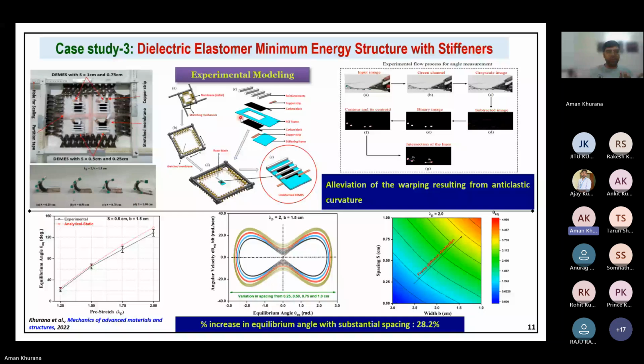In the general experimental setup, we have the pre-stretch mechanism. After pre-stretching that mechanism, we put in all this stuff like the compliant frame, stiffener, carbon grease, copper tape, etc. So we obtained this structure. Now, in this structure, we have to measure the attained initial angle from the horizontal.